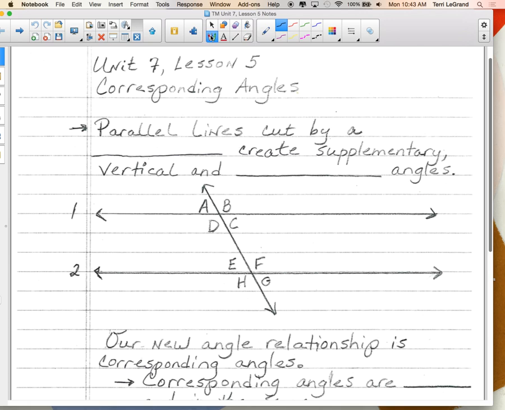So we're going to start by saying, if we have parallel lines, what are parallel lines? What does that mean? Is it like this? They can't touch. Will they ever touch? No, they will always be the same distance apart. They will never meet with each other. So if we have parallel lines cut by a transversal, would you fill in this word, please? Transversal.